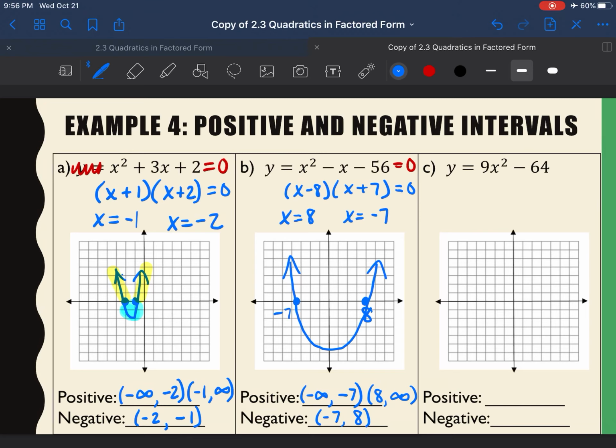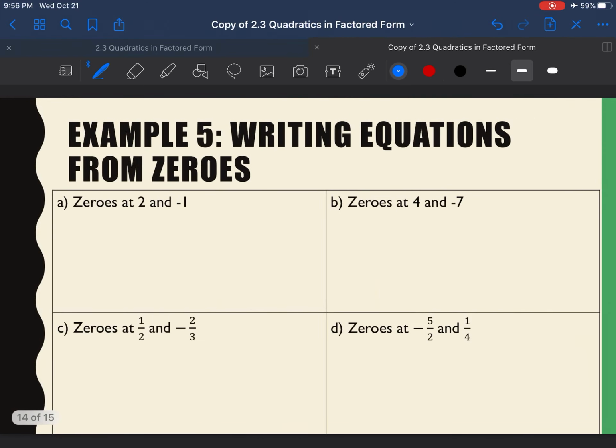Okay. The third one, it's the same exact thing. Factor it. This one would factor into 3x plus 8, and this one would be 3x minus 8. So it'll be decimals, but that's fine. You really just need to have a general picture.